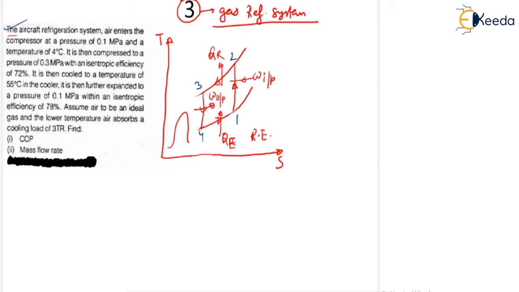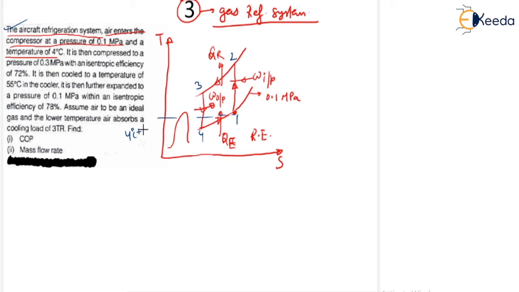In the question, in the aircraft refrigeration system, air enters the compressor at a pressure of 0.1 megapascal. This is your pressure line, and this pressure line is nothing but 0.1 megapascal. Very good. And a temperature of 4 degrees centigrade. That means at this point your temperature is what? This is your temperature scale, so you should put here your temperature, 4 degrees centigrade.